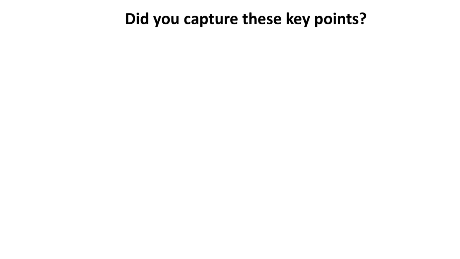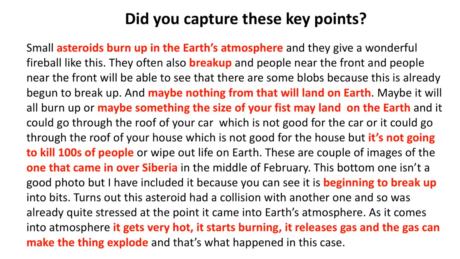What were the key points then? This is actually the whole transcript, and what I've done is I've highlighted the key points in red. If you want to download the transcript later on for a detailed study, there's a link in the video description. The key points were that the asteroids burn up in the Earth's atmosphere and they usually break up. So most of the time nothing will enter the Earth, and sometimes something very small might enter, but it's not going to kill hundreds of people. It won't do a lot of damage.